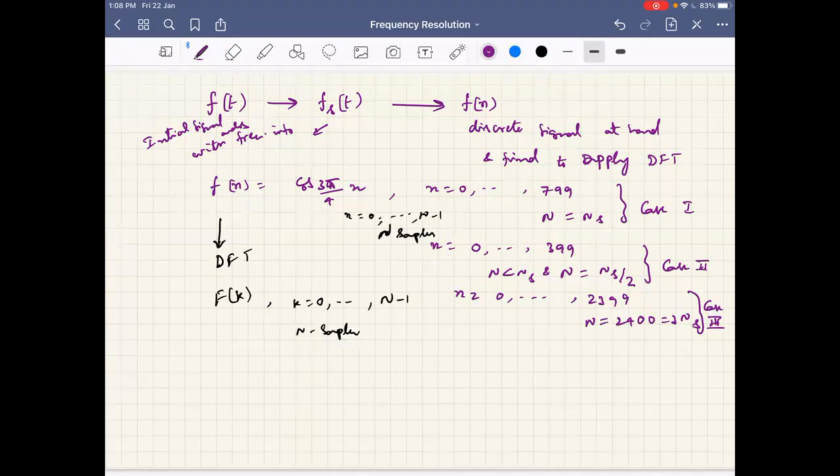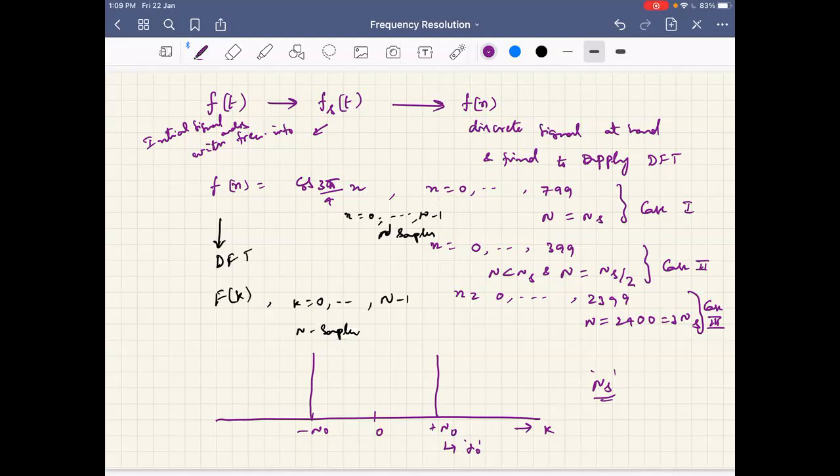In these cases, f of k, the discrete Fourier transform, has a spectrum that ideally will have some peak somewhere, at any index, say at minus n naught and n naught, and this is the k axis. Now what we want to do is map this to f naught. How do I map? To map this, I need the information of Ns. Then only I will be able to map this. So let us see how I can map given the information of Ns in this example.